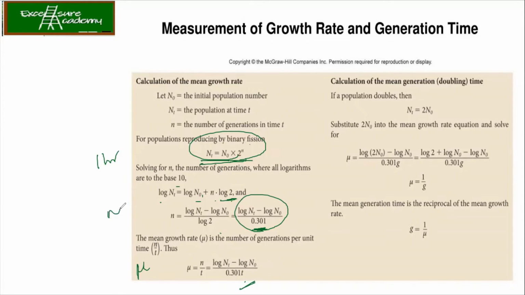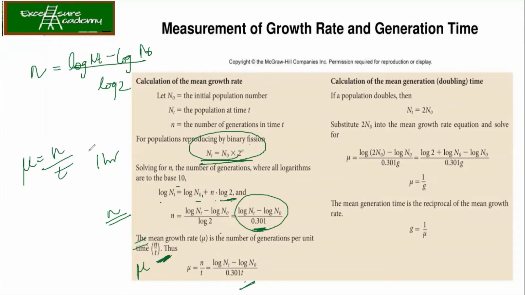What do you get here? Generation time and growth rate. The growth rate is the number of generations per unit time, n by t. I hope you are getting it. So what did we learn? The number of generations n is log NT minus log N0 divided by log 2. How do you get the growth rate? n by t. Remember this.